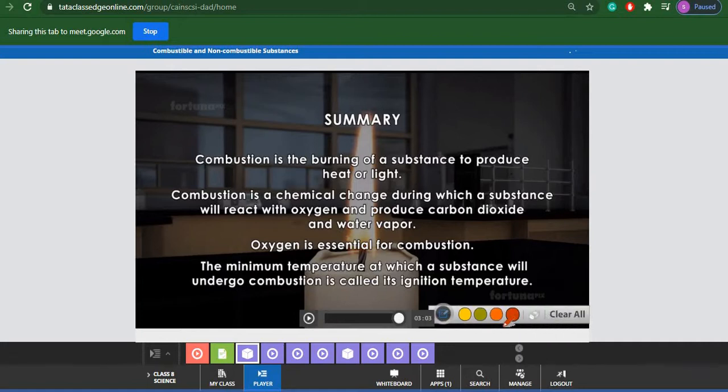So here you can see, all of you, that heat and light are basically produced, and carbon dioxide and water vapor are also produced in the presence of oxygen when any combustible substance burns, and it's nothing but one kind of chemical change, one kind of chemical reaction. Okay, and oxygen is obviously very essential for combustion. Without oxygen it will be impossible. And ignition temperature.